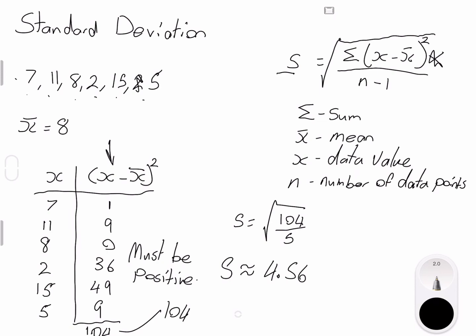So that means that the mean of the data is 8. We'd expect that the majority of the data is going to lie within plus or minus 2 standard deviations of our mean.